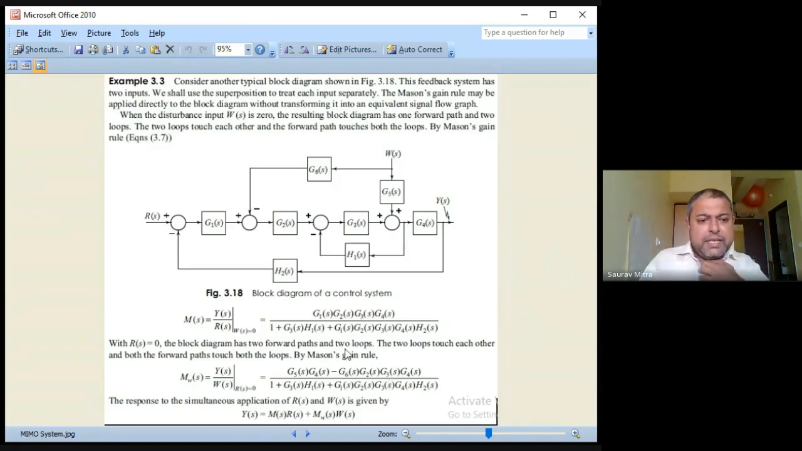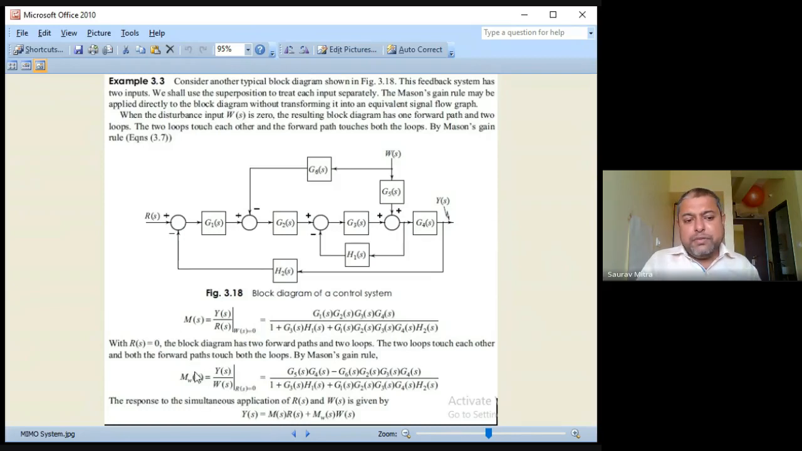So what you are finding is MS, YS by RS, and then MW, YS by WS, finally the response. What you are actually supposed to find out is YS. So YS will be equal to MS into RS. From here you are finding YS is equal to MS by RS, with WS equal to 0. So that is the output for the first source.